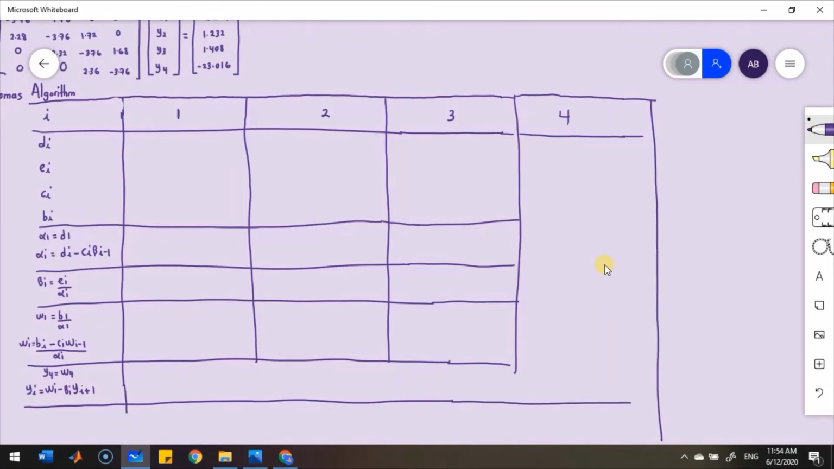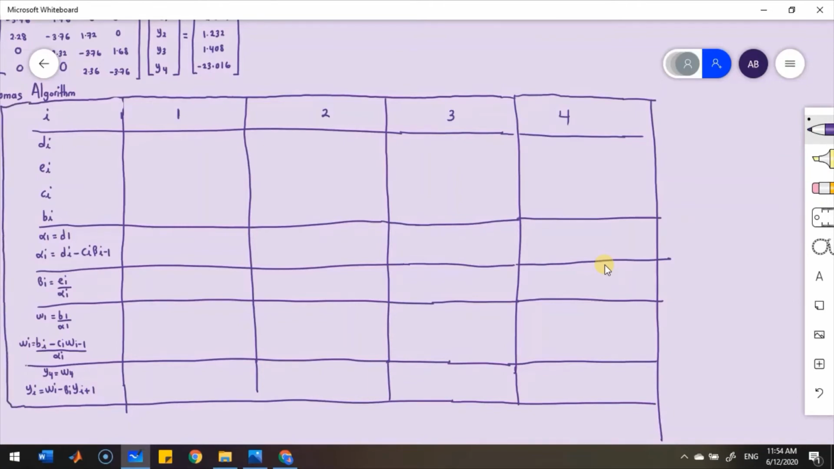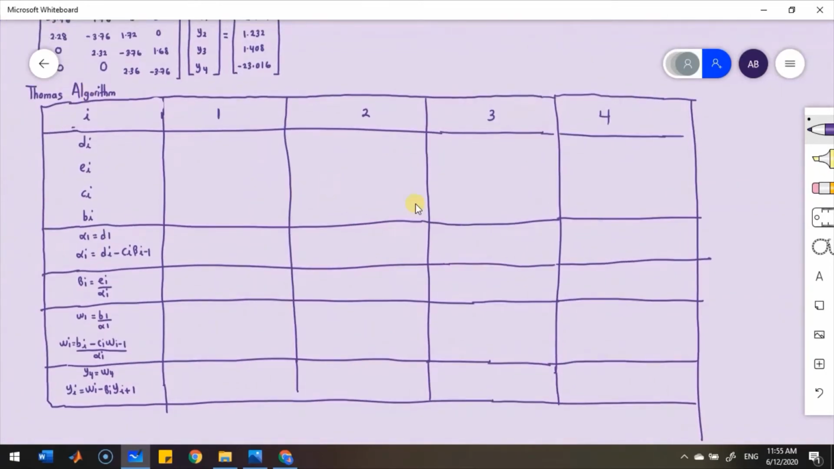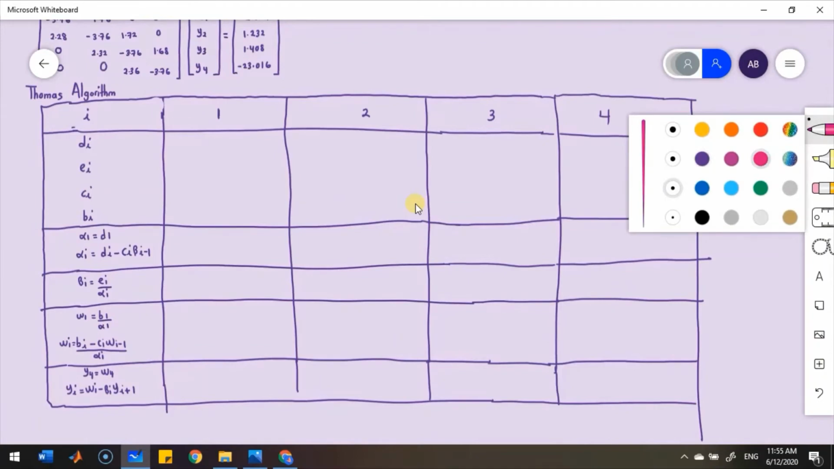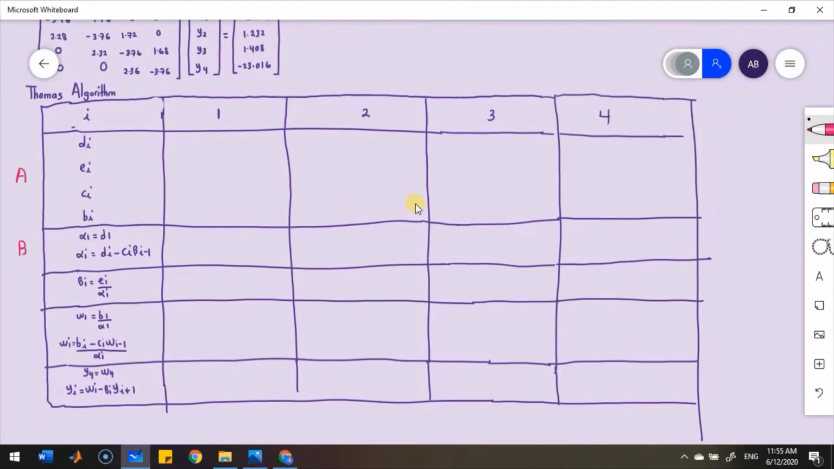Okay, I'm just gonna fix all my lines here. So if you're doing it together with me, just follow my instruction so that you don't miss out anything. Okay, so this is how your Thomas algorithm table kind of looks like. So we have iteration, and there are a few parts here. Let me just label this as part A, part B, part C, part D, and part E.